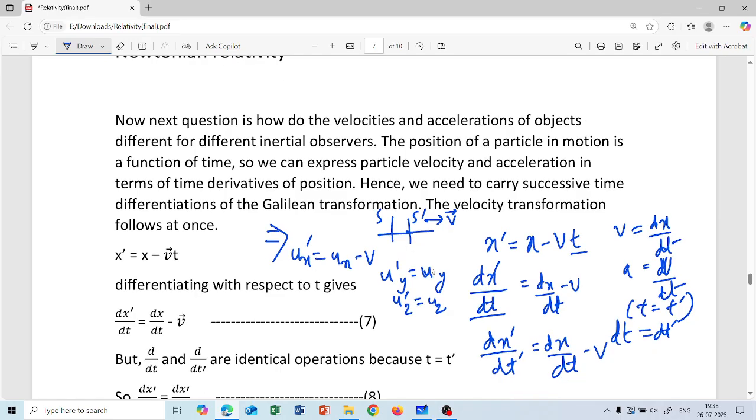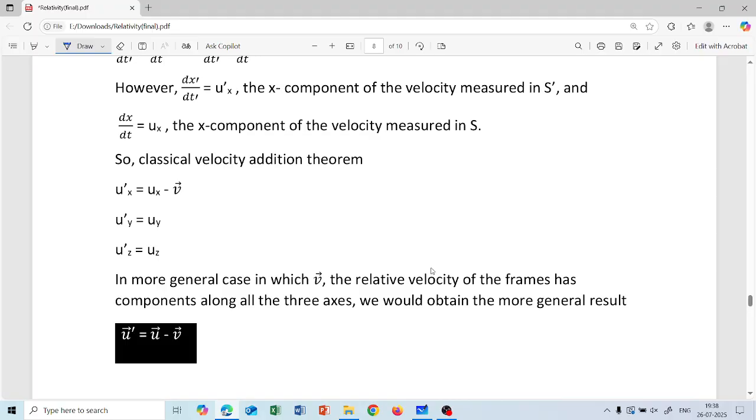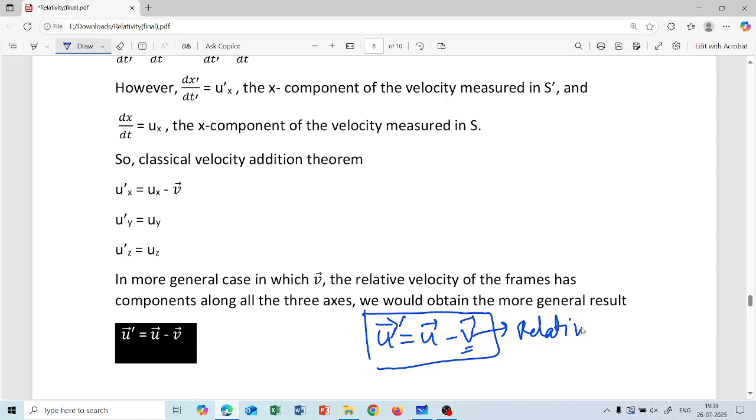So similarly, I could go into the transformation which we have for the velocity. That is, if I generalize along all the three directions, u prime is equal to u minus v. V is a constant, so remember this. This is a more general case, and this is the concept of relative velocity which we studied in Newtonian mechanics.